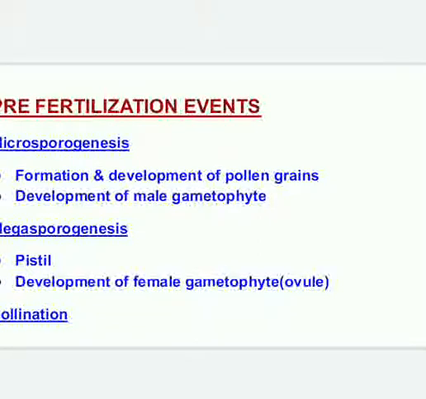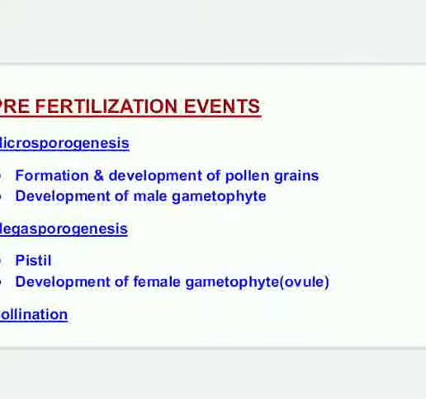Now, so far as the microsporogenesis is concerned, it is the formation and development of the pollen grain. That is, actually it deals with the development of the male gametophyte. Megasporogenesis deals with the development of the pistil and the development of the female gametophyte, and pollination is the transfer of the pollen grain from stigma to the style.